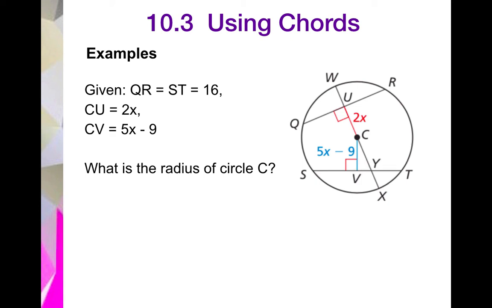As far as the radius of the circle, well, the radius of the circle is going to be from C to any point on the circle. And I will leave it to you to decide if you can calculate the radius of the circle.